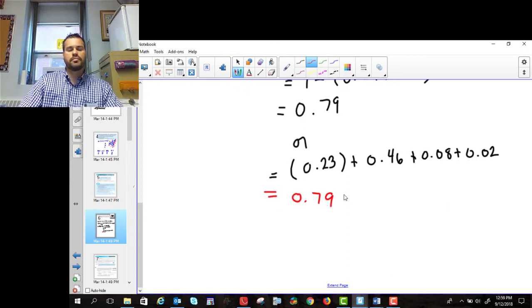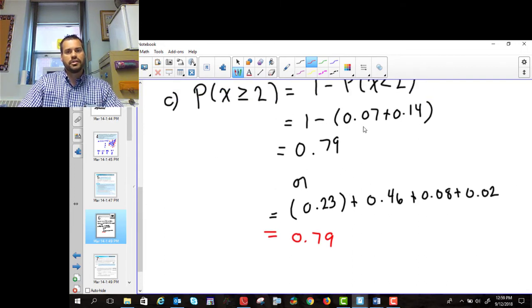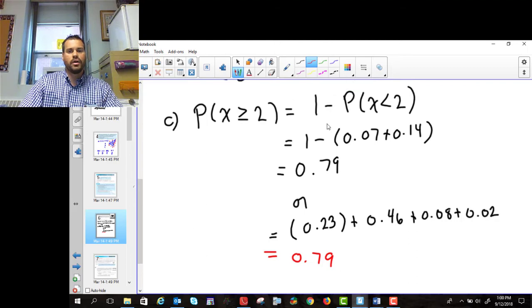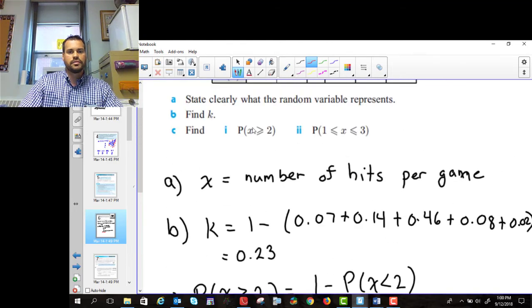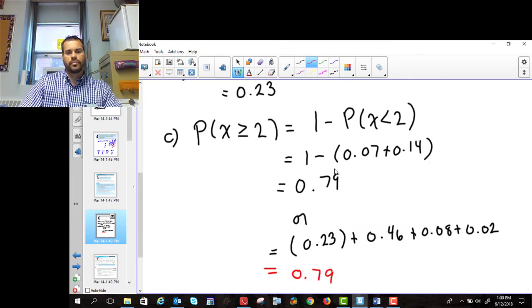But either way, you get the same answer. The issue is sometimes it's easier to do this because the calculation is smaller. Now, is it that hard to add up 4 numbers? Not really, but sometimes it's actually easier because you're only finding one number here. If I asked you, what's the probability that x is greater than or equal to 1, you'd have to add up 5 numbers, where you just have to go 1 minus the 0.07. So it's easier to do it that way some of the time. But it doesn't really matter. You can do it either way.